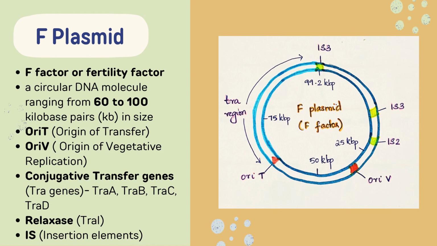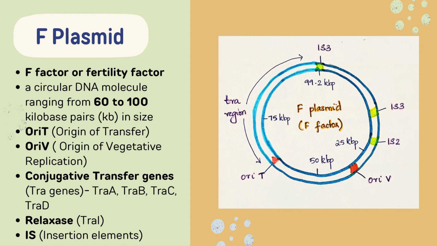Conjugative transfer genes or TRA genes. TRA genes encode proteins essential for the conjugation process. Conjugation occurs through specialized structures called conjugative pilus that connects the donor bacterium to recipient bacterium. TRA-A gene encodes a major structural protein of the conjugative pilus, that is pilin protein. TRA-B gene is involved in pilus assembly and stabilization. TRA-C contributes to the pilus structure and function.